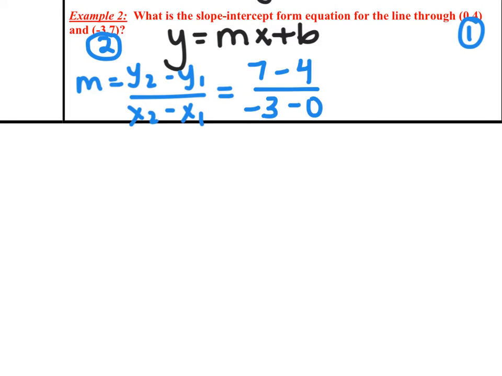I can go ahead and subtract that out. I get 3 divided by -3. Let's simplify that and make it -1. So that's my slope. Now I need my y-intercept.